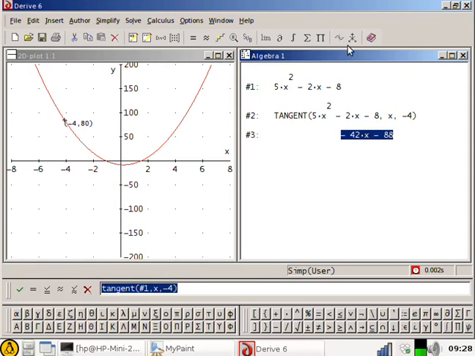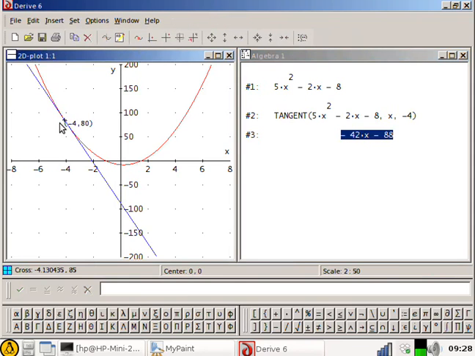Let's draw that. There you can see, there it is right there. Now, why is the tangent line so useful? Well, I'll give you an example of why it's so useful.